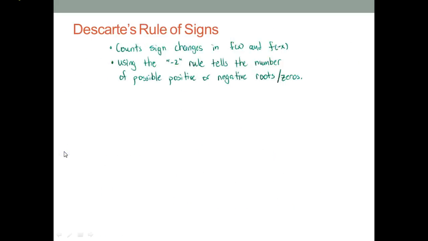So Descartes' rule of signs is a rule that counts the sign changes in f of x and f of -x. And we use the rule to tell us the number of possible positive or negative roots or zeros. Sounds so confusing, so let's just get an example. Let's take a positive f of x here, which is x to the 4th power minus 14x cubed plus 71x squared minus 154x plus 120.